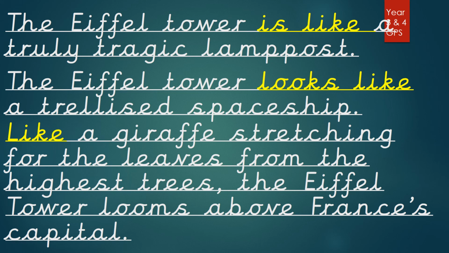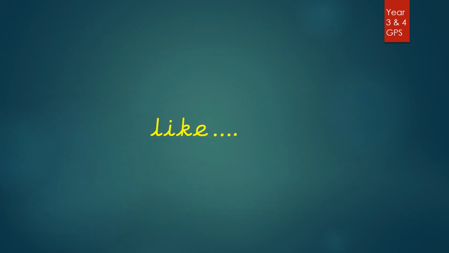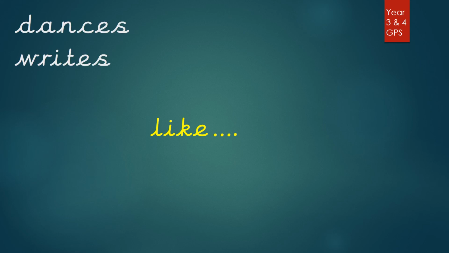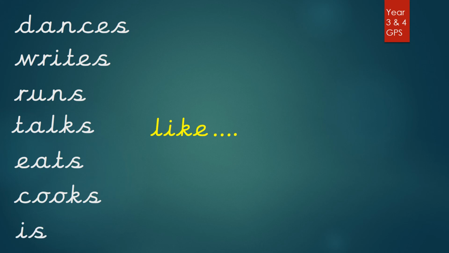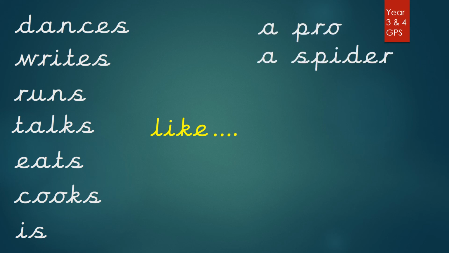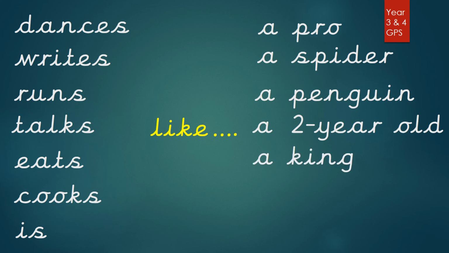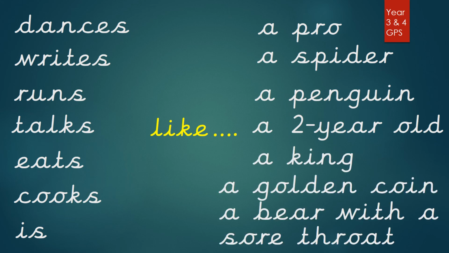You can compare anything with anything. We often begin with our senses, but any verb can go in front of like. Dances, writes, runs, talks, eats, cooks, is. What could go after the word like? Well, it depends what you're describing. I wonder, though, if you could match these nouns with the verbs at the beginning to make them into similes.